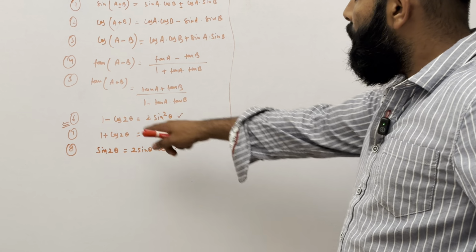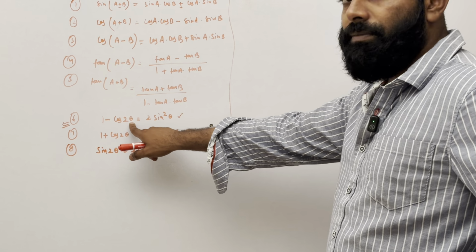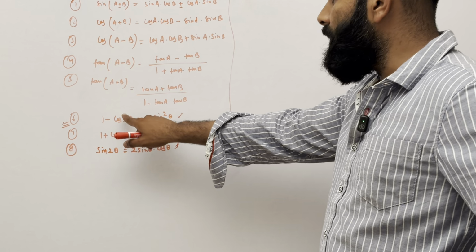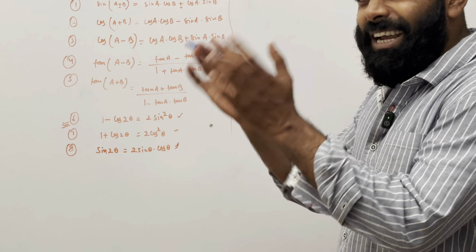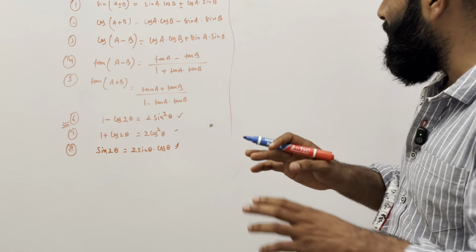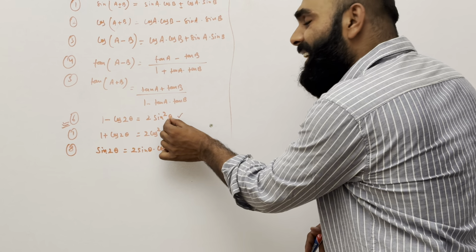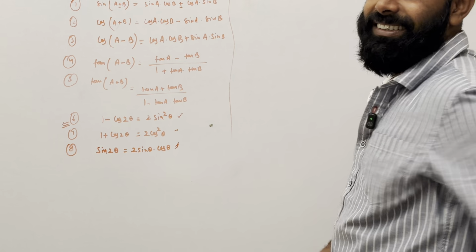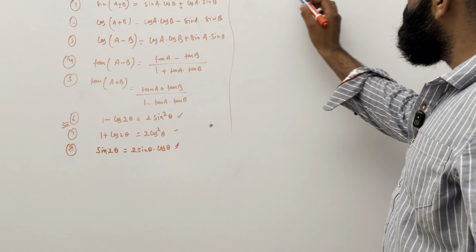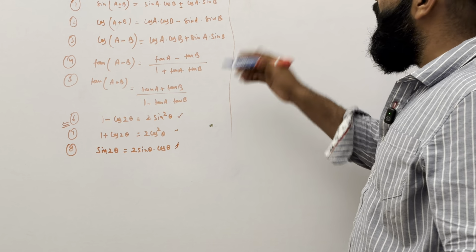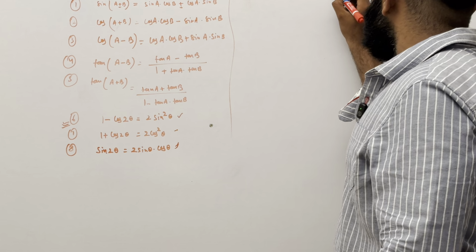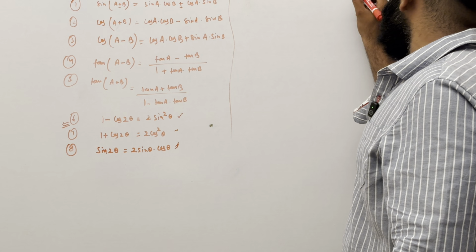What is actually happening? We have 1 minus cos 2 theta. Whatever is written after cos is the angle, the theta part. In the general sense, this is the theta part, 2 theta. So if it is 2 theta, we get theta here. So if it is 1 minus cos 4 theta, it is 4 theta, half of that one. So 2 sine square 2 theta.